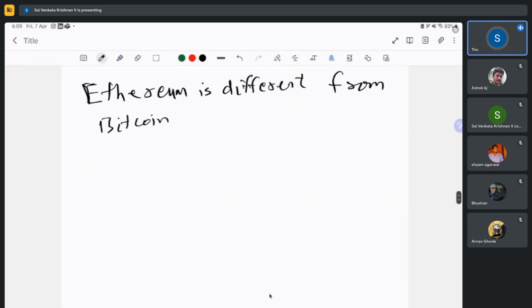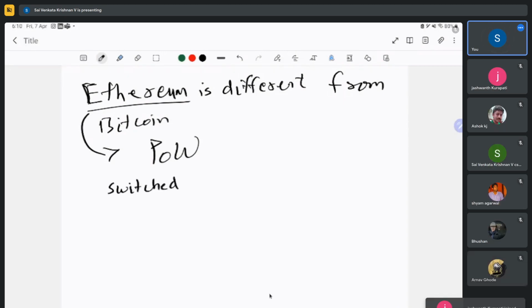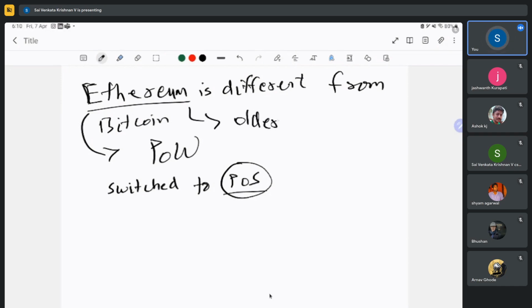So everyone knows till now Ethereum has been similar to proof of work, same as Bitcoin, right? But recently it switched to proof of stake. Okay, so we won't be discussing how it switched to proof of stake, but rather I'll be discussing the older version of Ethereum, the older version which was using this proof of work.